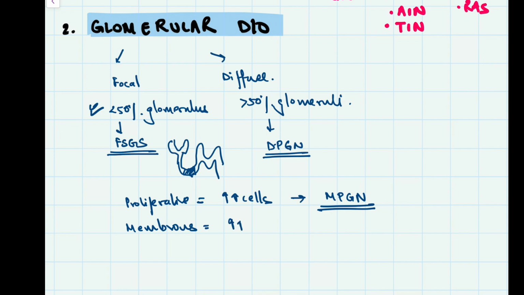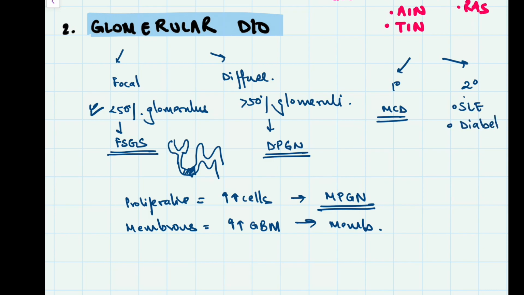So what does membranous mean? That there is thickening of the glomerular basement membrane, and the example is membranous nephropathy, right? Also, glomerular diseases can be classified as primary or secondary glomerular disorders. The primary diseases of the kidney are due to an intrinsic problem within the kidney itself, like in minimal change disease, while the secondary disorder is usually due to a systemic disease or another organ system that has an impact on the glomeruli, as in the case of SLE and diabetes.